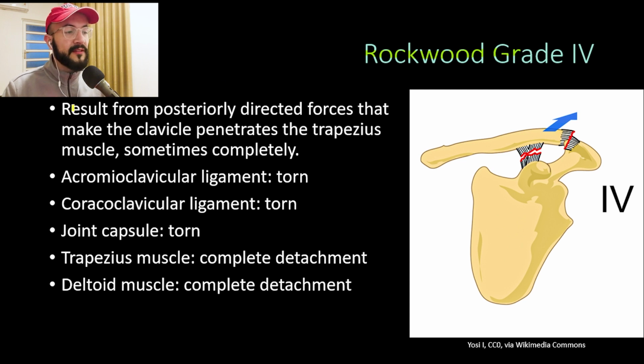This grade results from posteriorly directed forces that make the clavicle penetrate the trapezius muscle, sometimes completely. So this time the clavicle would displace posteriorly into the trapezius muscle, and the acromioclavicular ligament and the coracoclavicular ligament in this grade are both torn, as you can see in this picture, and the joint capsule is torn. Trapezius muscle and deltoid muscle are both completely detached from the clavicle.